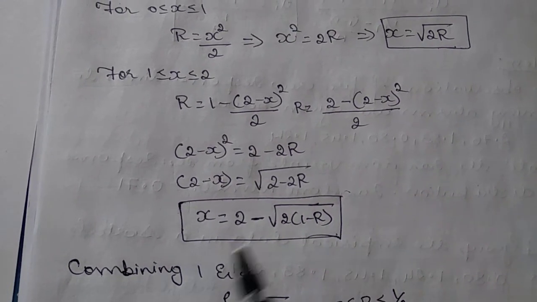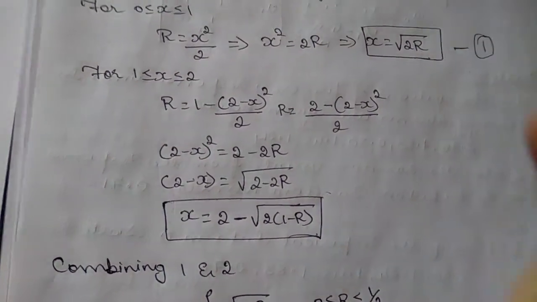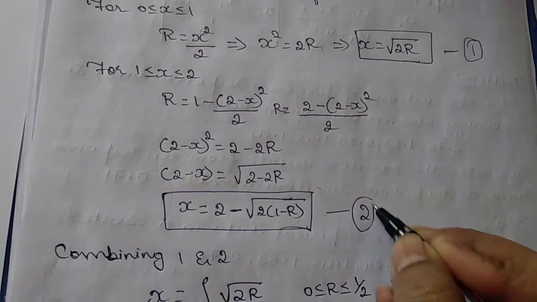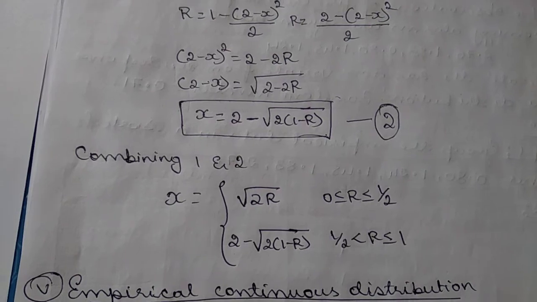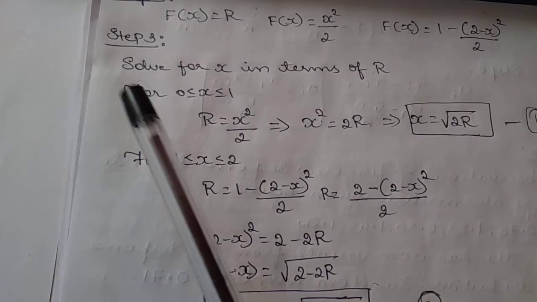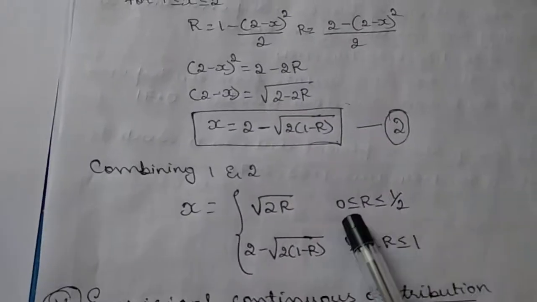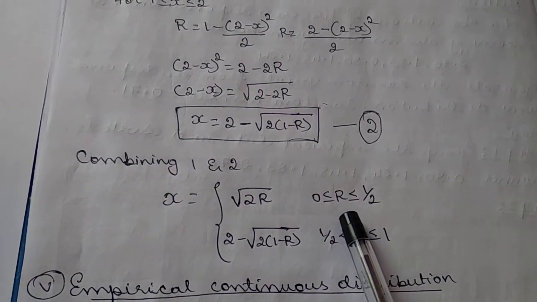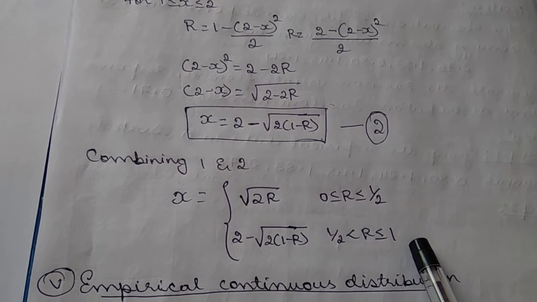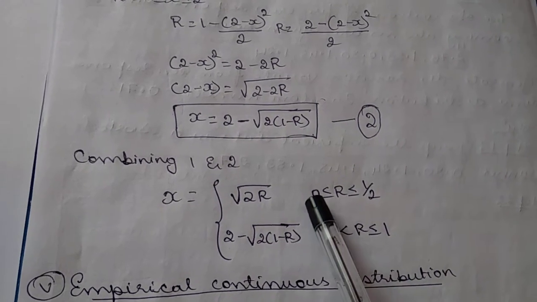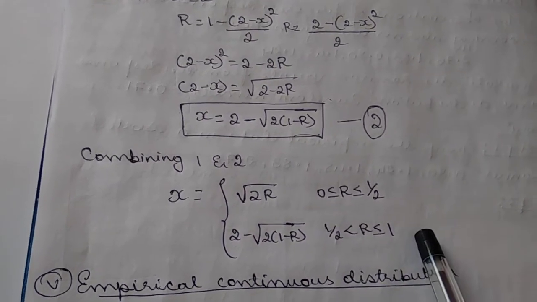So now you have to combine 1 and 2. I'll just consider this as equation 1 and this as equation 2. Now on combining, here you have to remember, with respect to x, you take it as 0 to 1 and 1 to 2. With respect to random numbers, that is R, I'm taking, it is always a fractional part. From 0 to 1 we will take. In the first class itself I have mentioned, random numbers always lie between 0 and 1. So here you have to take it as 0 to 0.5 and 0.5 to 1.